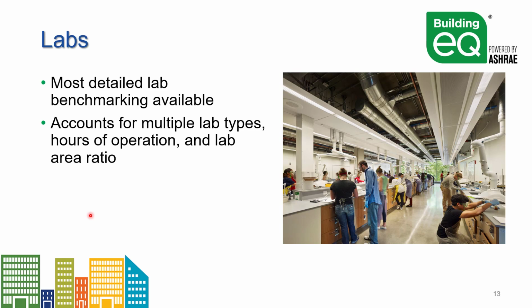You couldn't come along and say that you have an academic building and just compare it to other academic buildings that only had lecture halls. If 20% of that building had lab space in it, it would absolutely skew your benchmark.